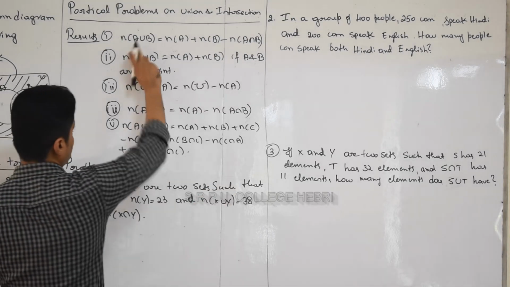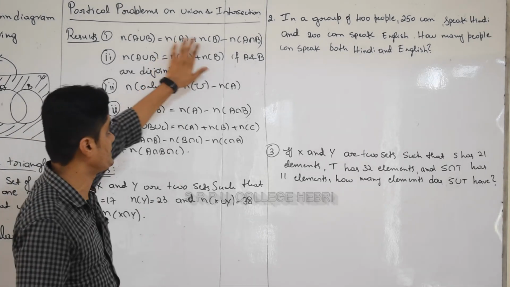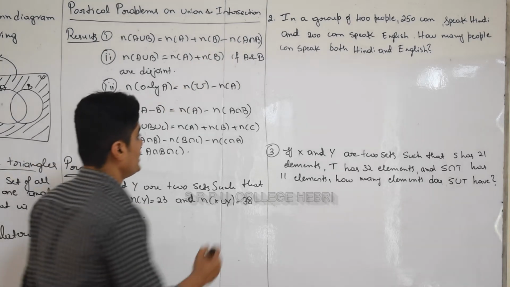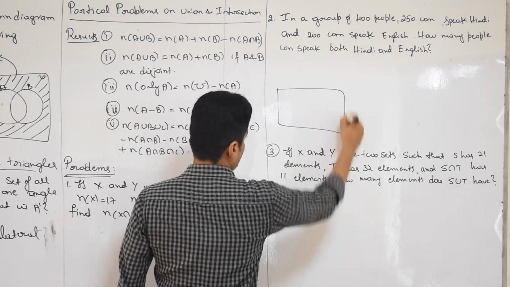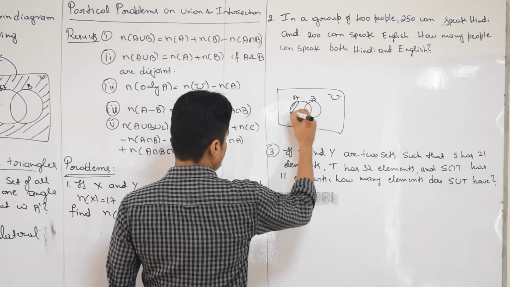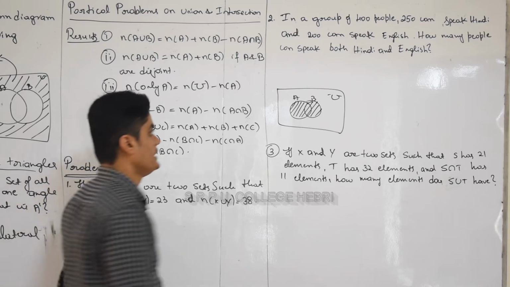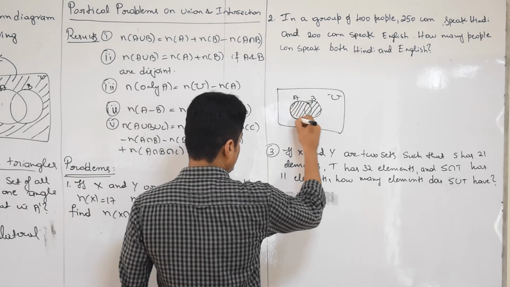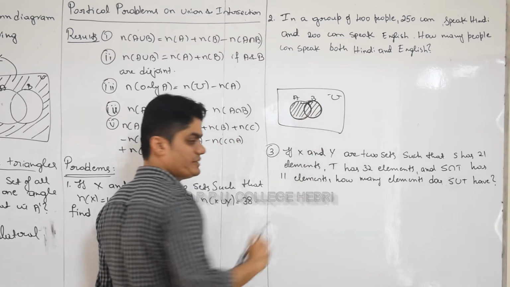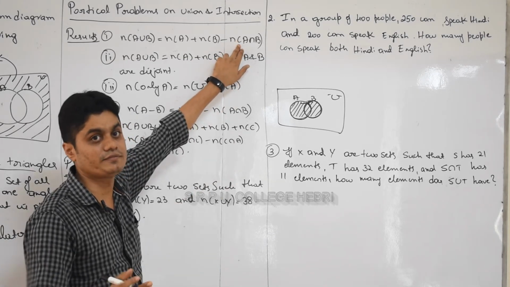So the results are as follows: n of A union B, the number of elements in the union, is the number of elements in the first set plus the number of elements in the second set minus n of A intersection B. Why is it like this? Observe carefully. This is U, A and B. The number of elements in A union B is the number of elements in A plus the number of elements in B. If there are common elements between A and B, they will be counted two times, so we have to remove one, minus n of A intersection B.